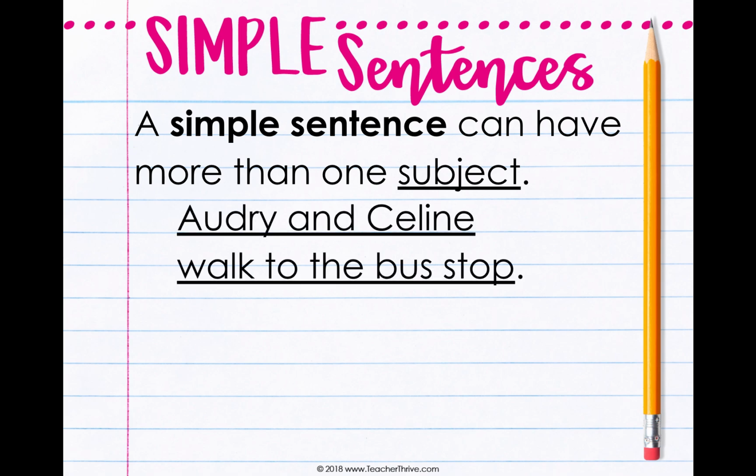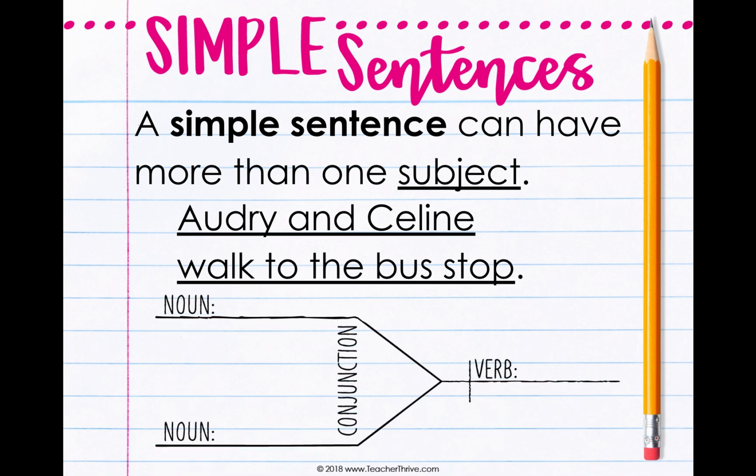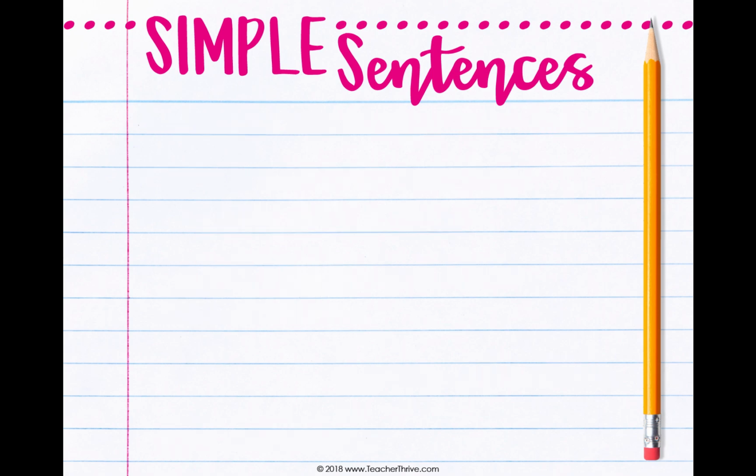Audrey and Celine walk to the bus stop. We have Audrey, our first noun, Celine, our second noun, then our verb would be walk. So Audrey and Celine would be the subject, and then walk would be the predicate, the verb.